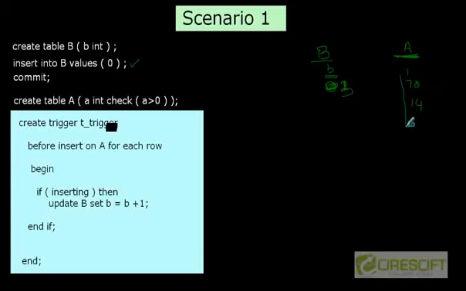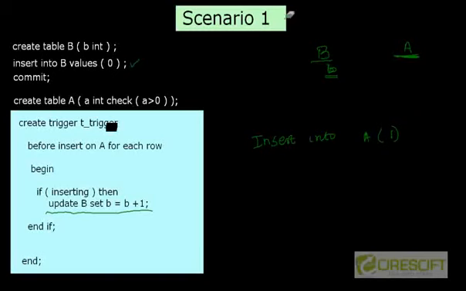So whatever the number of rows I insert into table A, each time I insert something into table A, the before insert trigger is going to fire, and it is going to update the value of column B of table B with the current value +1. So if this is our scenario, let's figure out what happens if we insert into A, say I give value 1.